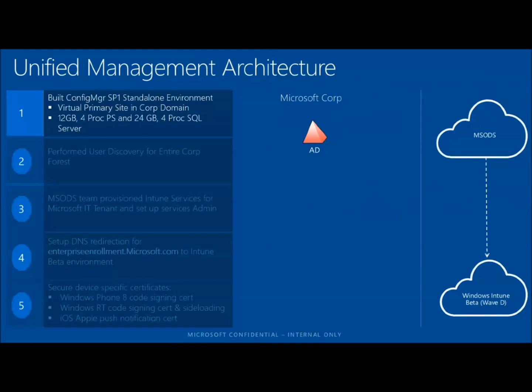So we built a small standalone Config Manager hierarchy, and the site was entirely virtual. We had a primary site with 12 gigs of RAM, 4 procs, and a remote SQL server with 24 gigs of RAM and 4 procs. And we were going to hook it up to the Windows Intune beta environment because, when we were doing the actual dogfood, that was the only environment that had been updated to Wave-D at that point in time, so it gave us greater exposure into the new features that are laid out through Unified Device Management.